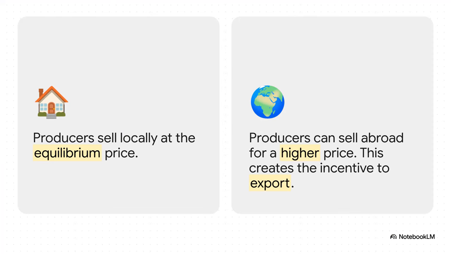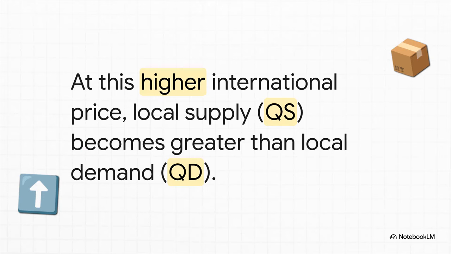Now, for a company to even think about exporting, there's one golden rule. The price they can get for their stuff on the international market has to be higher than what they can get at home. It just makes sense, right? If it is, then local companies have a massive incentive to start selling their products everywhere else. And that higher international price changes the whole game. Local producers see they can make more money, so what do they do? They ramp up production. That gives us a new higher quantity supplied, or QS.